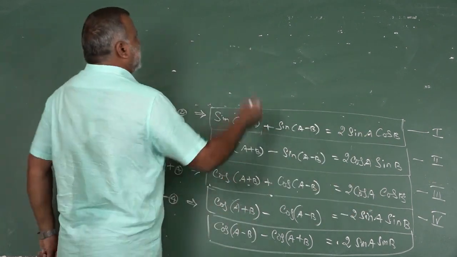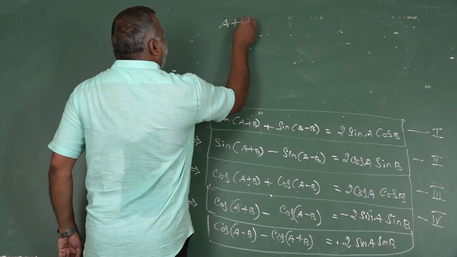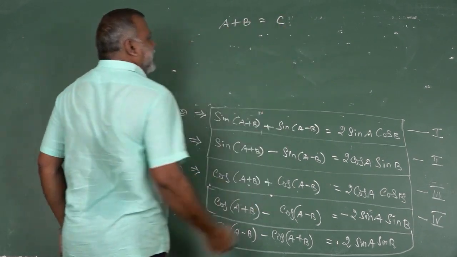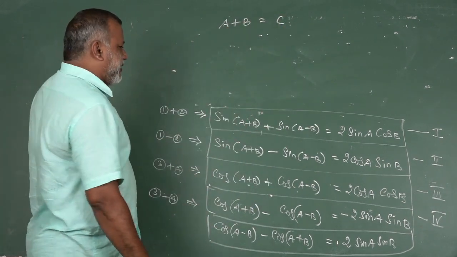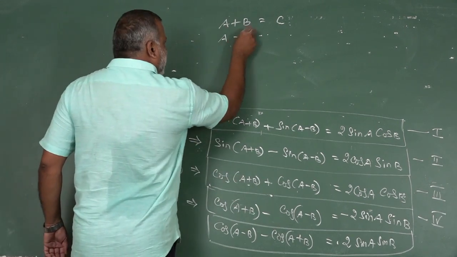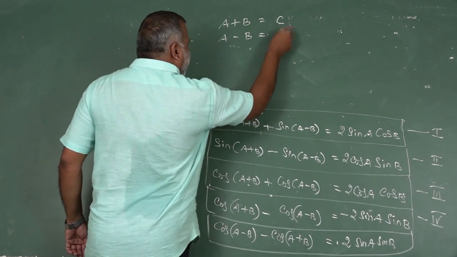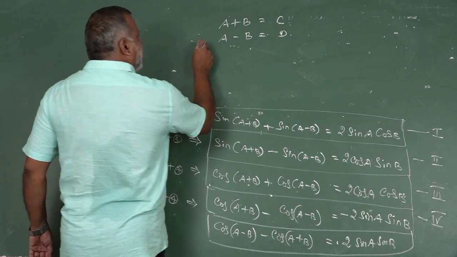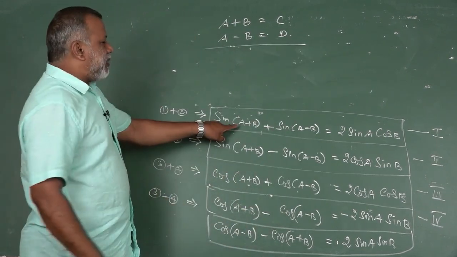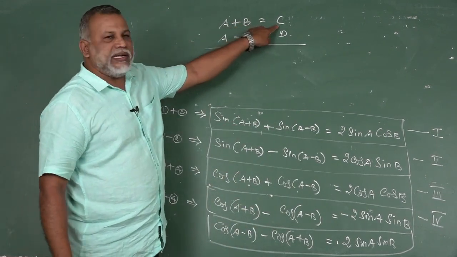In this result, listen, A plus B equal to C. I am giving a name, A plus B equal to C. Again, A minus B equal to D. I am giving one more concept from this. So A plus B, I am giving a new letter C.